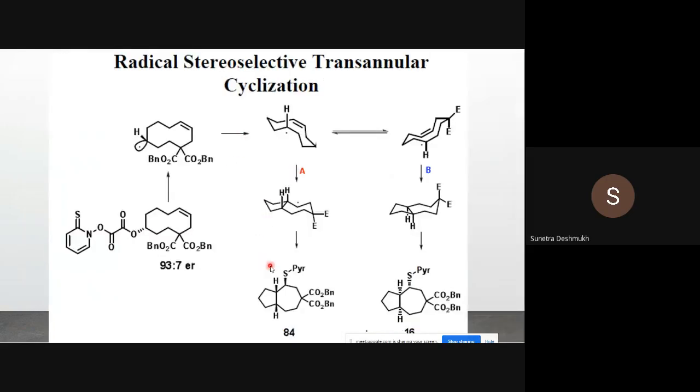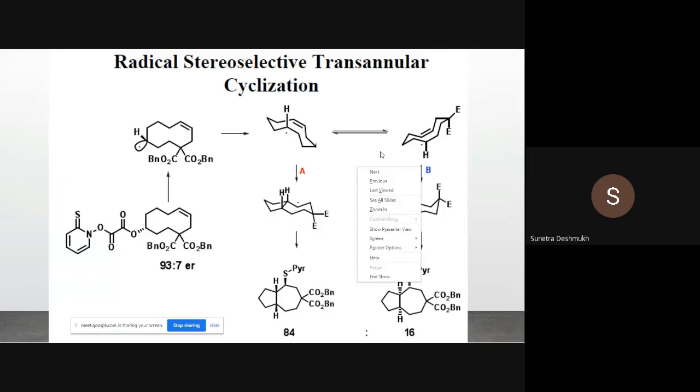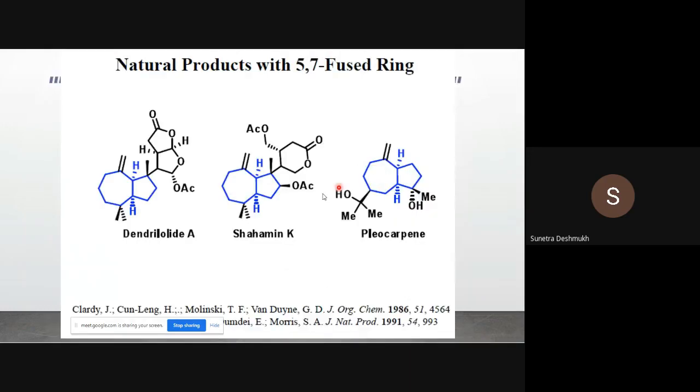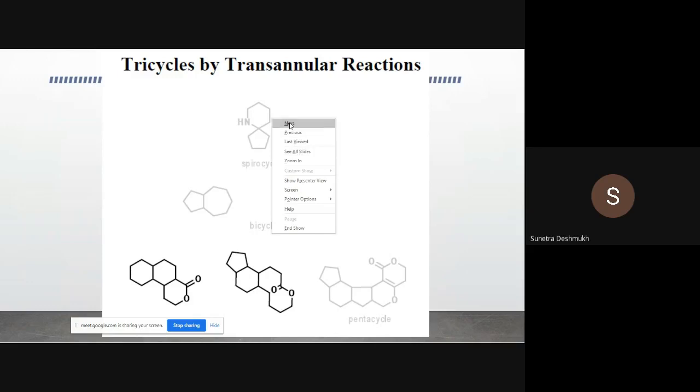Here also I have shown some examples. You can use them for your further study. Transannular cyclization reaction, so we can cyclize them and synthesize such types of fused ring systems. We can also use this term, transannular cyclization reaction, in natural products synthesis. Transannular reactions are very important and very useful.